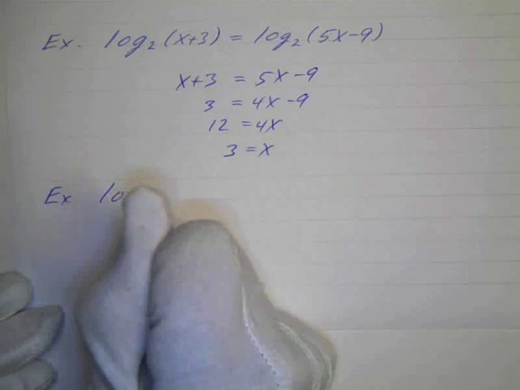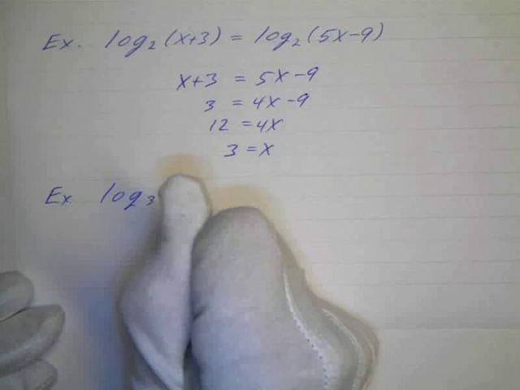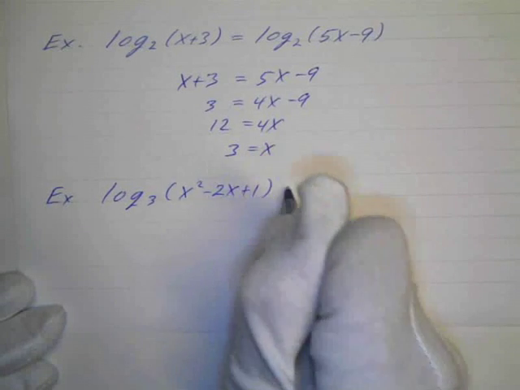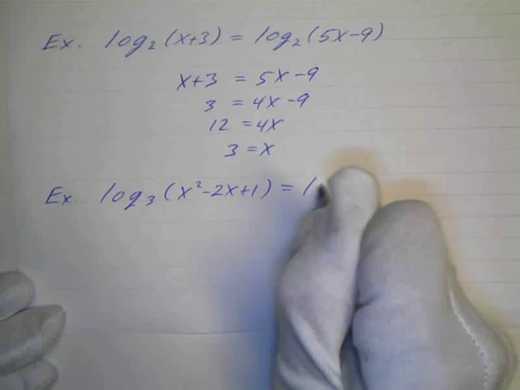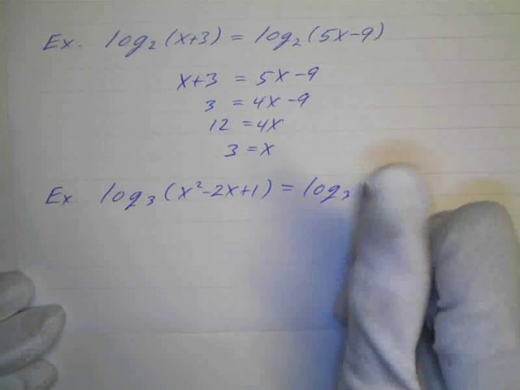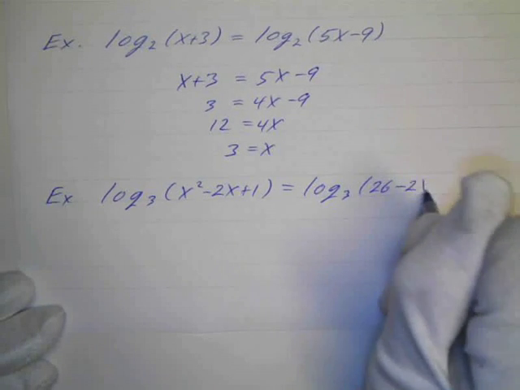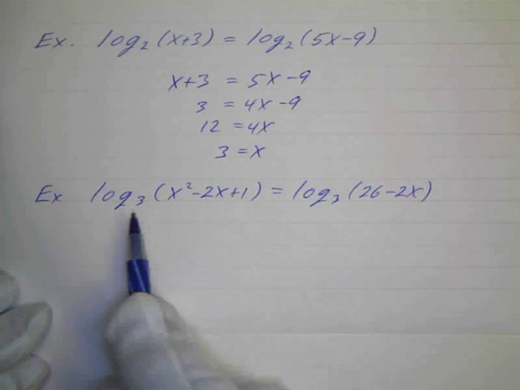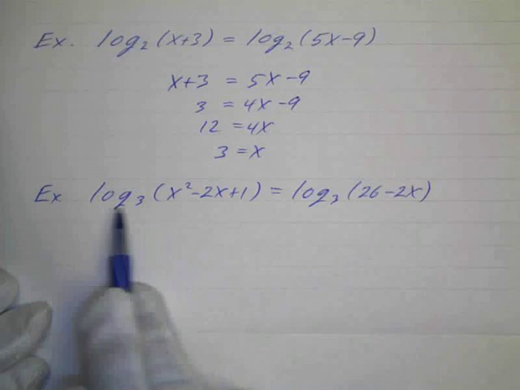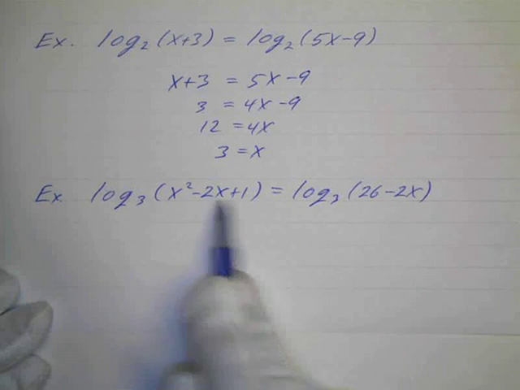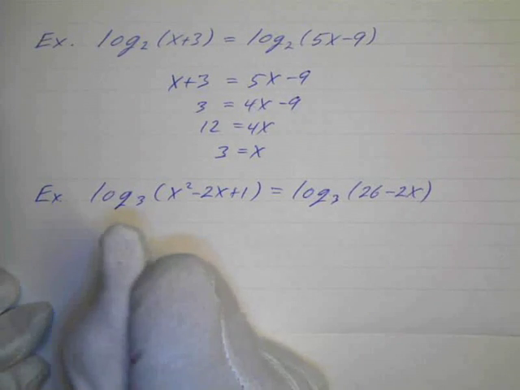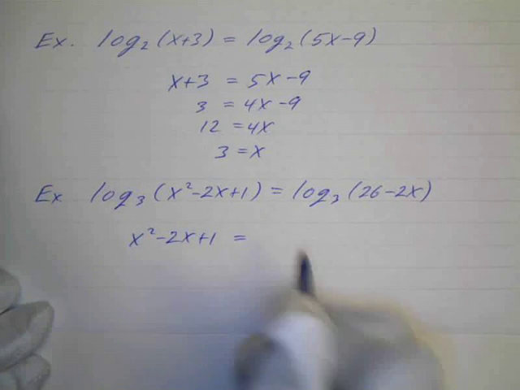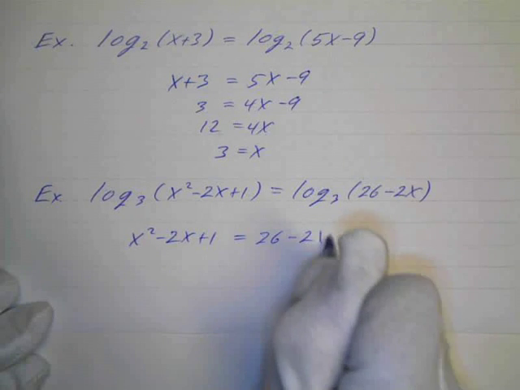This is log to the base 3 of x squared minus 2x plus 1 equals log to the base 3 of 26 minus 2x. Now again, the bases are the same, so my range values are the same, meaning the domain values must be the same. So I can say that x squared minus 2x plus 1 must equal 26 minus 2x.